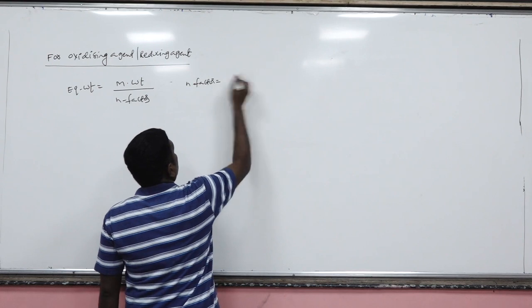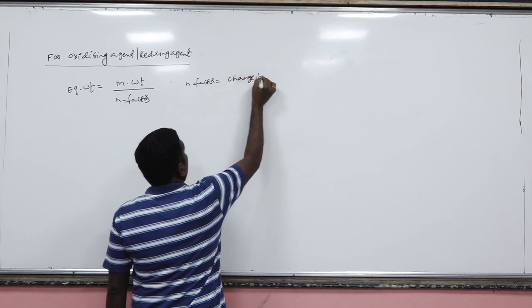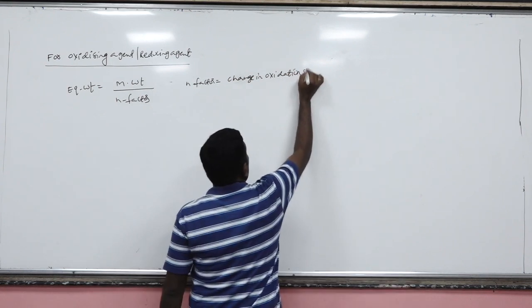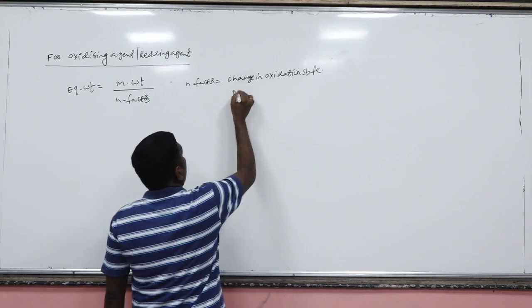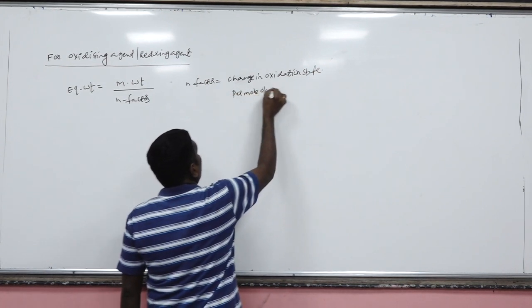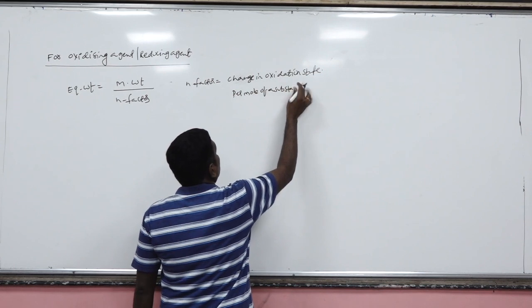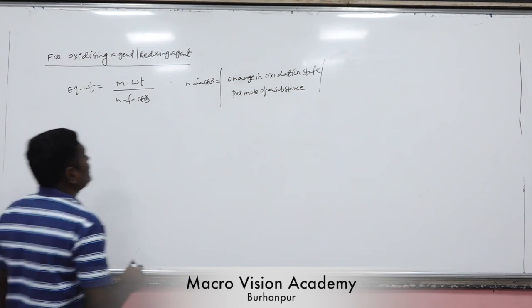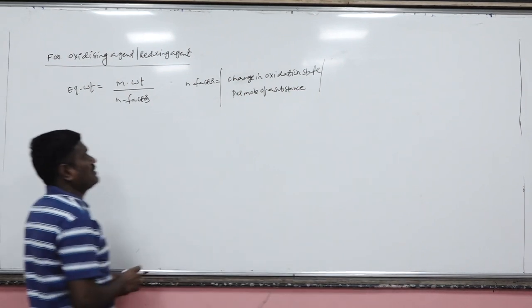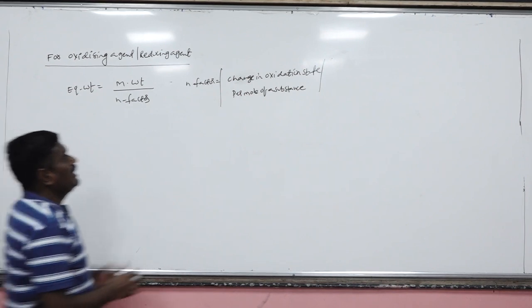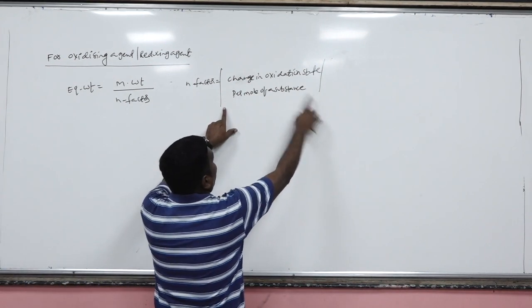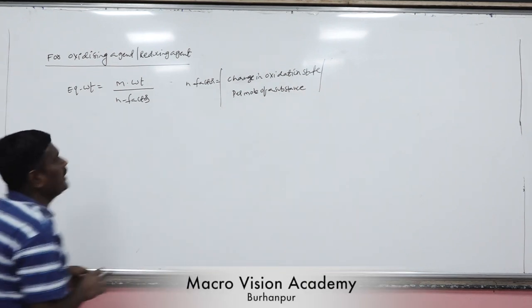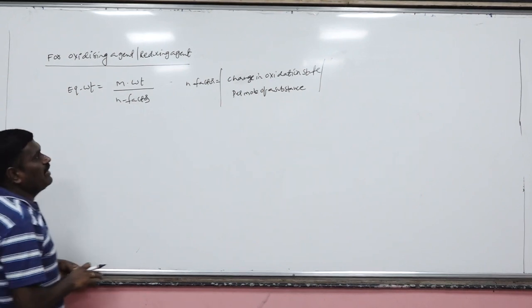Now this N factor corresponds to the change in oxidation state per mole of a substance. Change in oxidation state, okay. Otherwise, total number of electrons gained or lost per mole of a substance. It is always the magnitude. Whether the change is positive or negative, irrespective of the sign, we only have to take the magnitude. Change in oxidation state per mole of a substance.